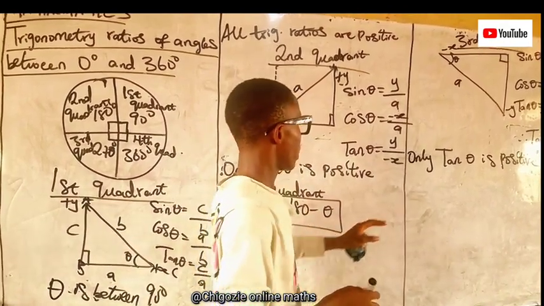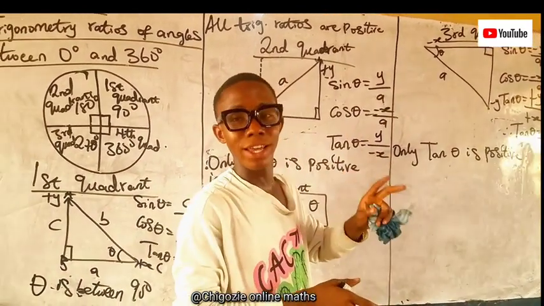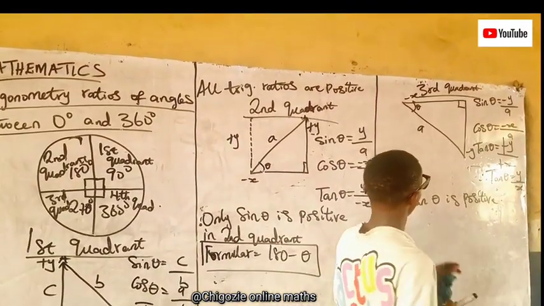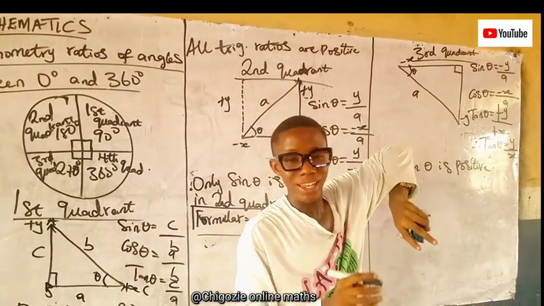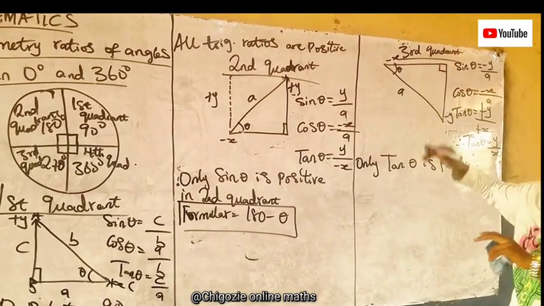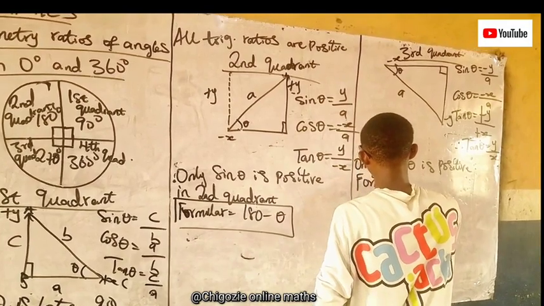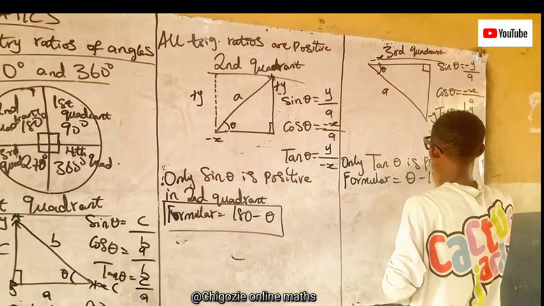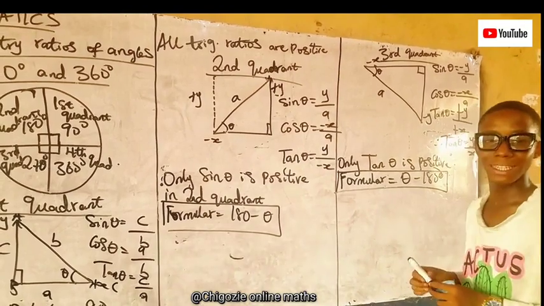Now, the formula for the third quadrant is going to be theta minus 180. Angles in the third quadrant are between 180 and 270. Therefore, the formula for the third quadrant is theta minus 180 degrees.